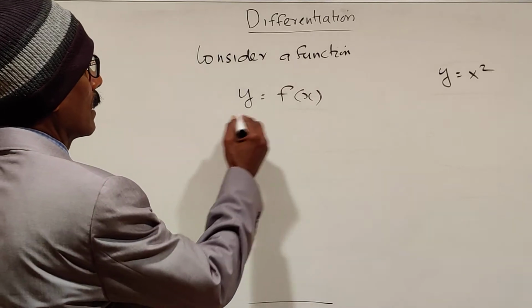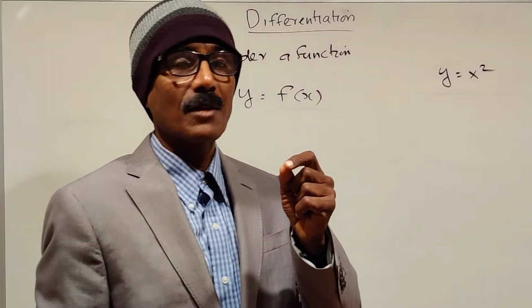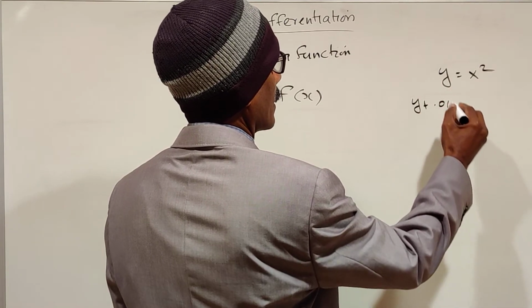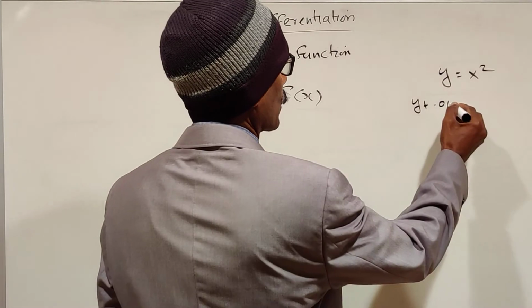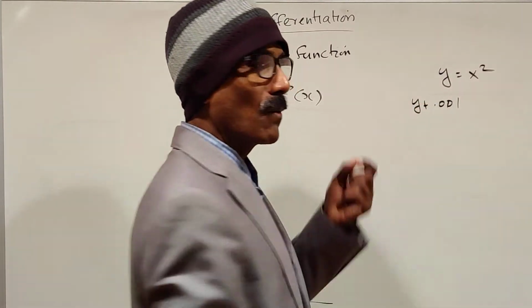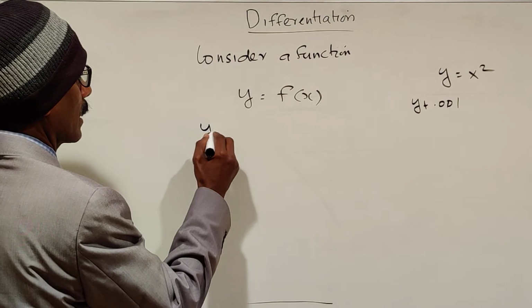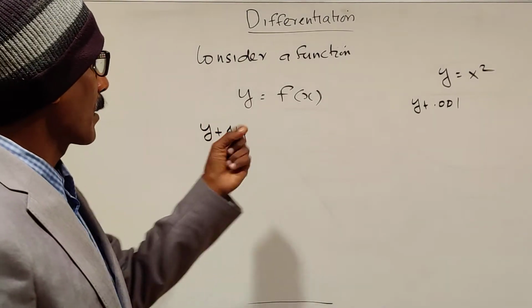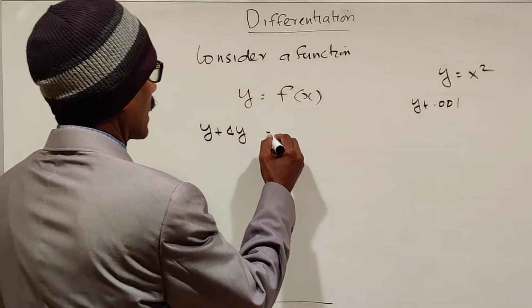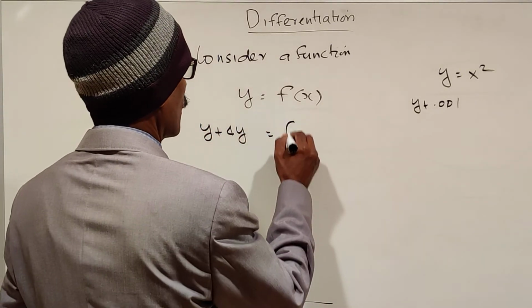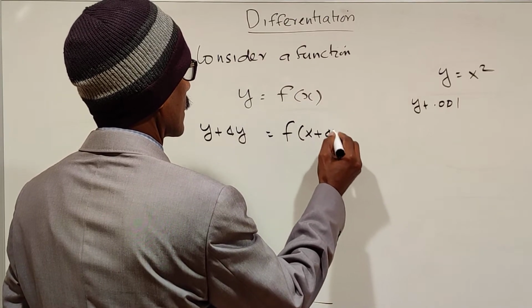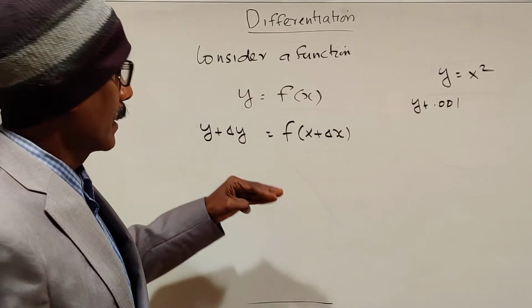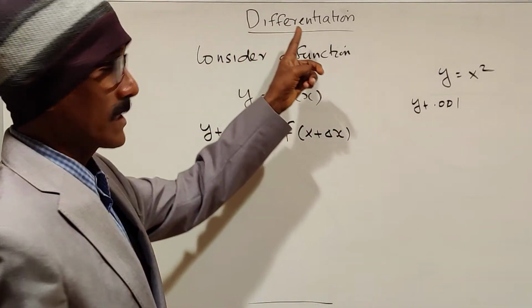I am going to give y a small increment. Increment means y plus 0.01, or 0.001, a small value: y plus delta y. Delta y means a small increment in y. The corresponding increment in x is f of x plus delta x. See, I am going to write down the definition of differentiation.